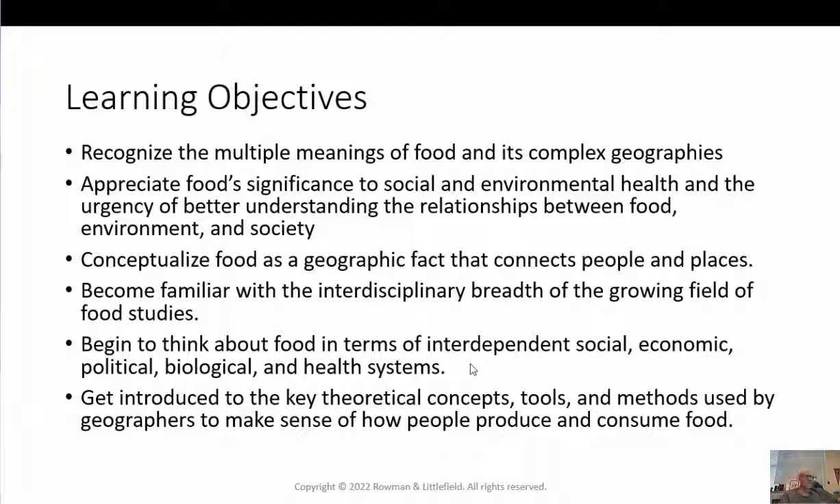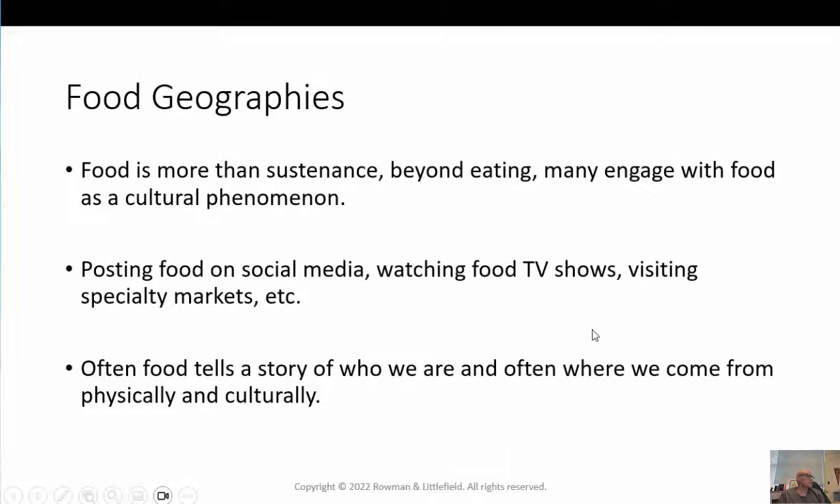Conceptualize food as a geographic fact that connects people and places, and become familiar with the interdisciplinary breadth of the growing field of food studies, of which NCCU faculty are a major part. We start to think about food in terms of interdependent social, economic, political, biological, and health systems that have impacts on all of these, and get introduced to the key theoretical concepts, tools, and methods used by geographers, the people who study where, to make sense of how people produce and consume food within geographic information systems, so that we can map these applications and then facilitate data-driven decision making.